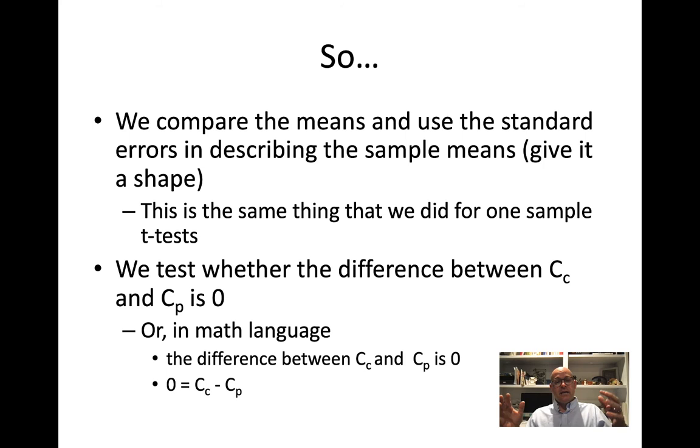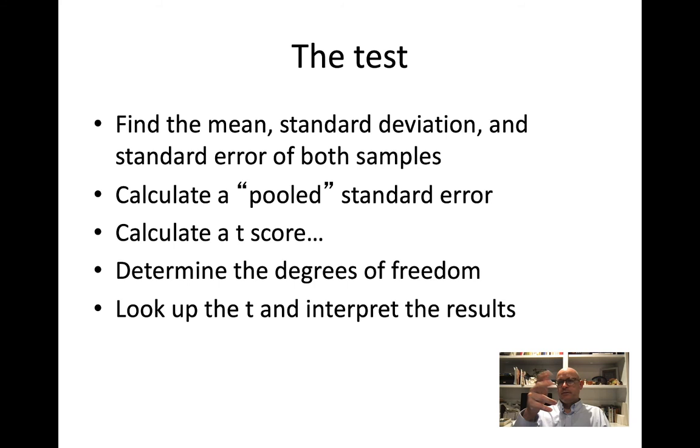So what we do is test whether the difference between CP and CC is zero, or in other words, zero equals CC minus CP. What does that look like when you flip this around? Well, I'll show you in a second. To do the test, we find the mean, standard deviation, and the standard error for both samples. We calculate a pooled standard error. Don't worry, Excel or SPSS does this. We calculate a t-score. A t-score is a representation of the difference between the two samples. Look up the degrees of freedom in the table. Most of the time, you don't even have to do that now because Excel or SPSS does that for you.